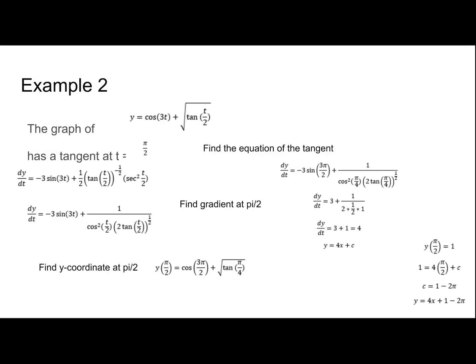So if we substitute 1 back into our equation for y, we'll get that 1 equals 4 times pi over 2 plus c, because we're finding it at the point t equals pi over 2. So when t equals pi over 2, y equals 1. And if we rearrange for c, we'll find that c equals 1 minus 2 pi. And that means y equals 4x plus 1 minus 2 pi. And that's our final answer.